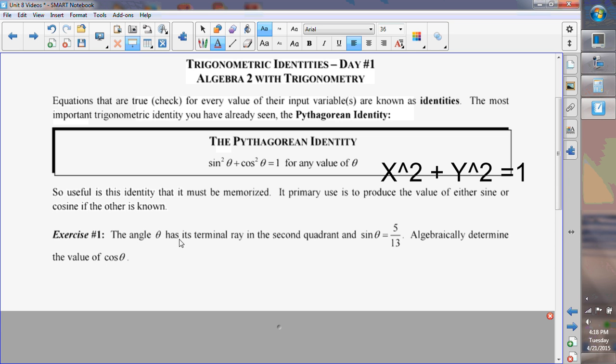The angle has its terminal ray in the second quadrant, and sine of theta equals 5/13. Algebraically determine the value of cosine. So the nice thing about doing these questions is that you could draw a triangle to help you. So here is our triangle.